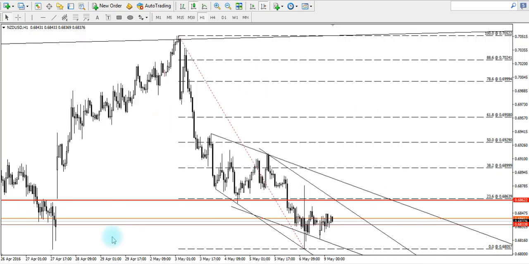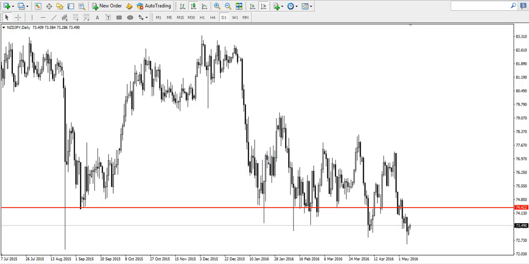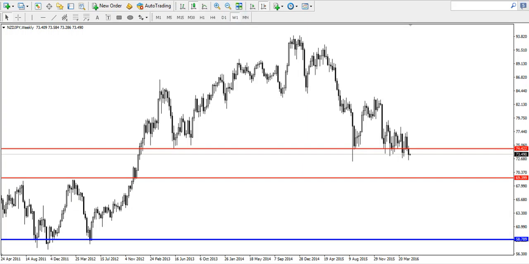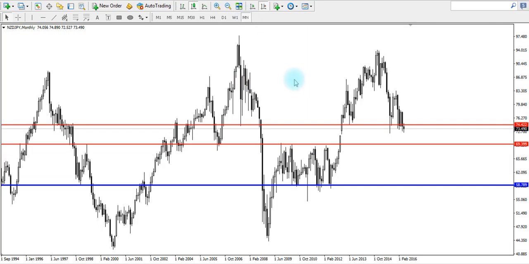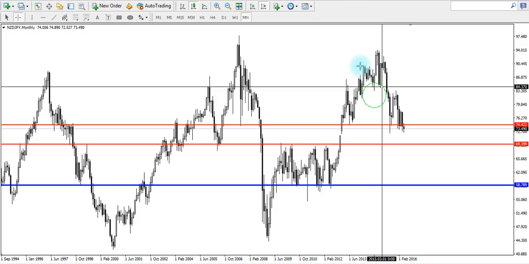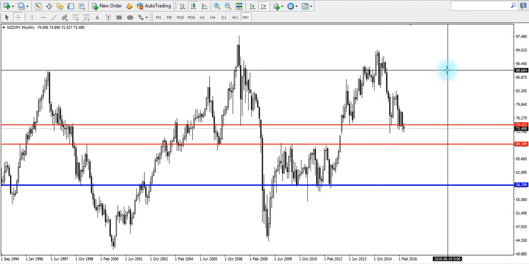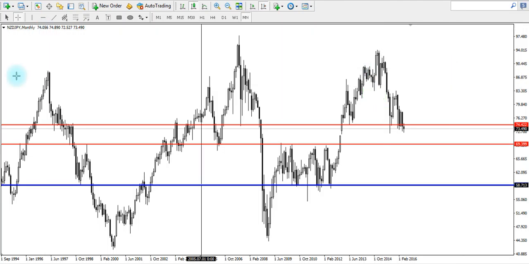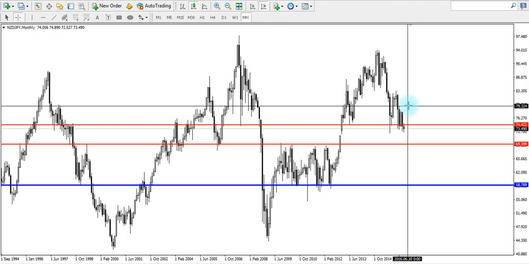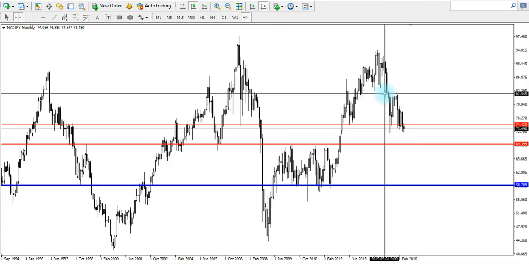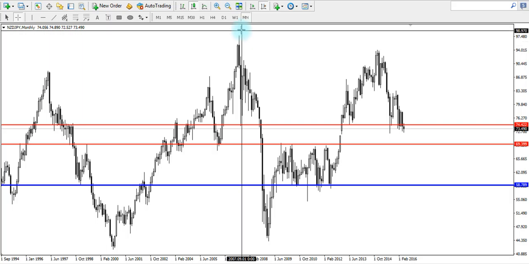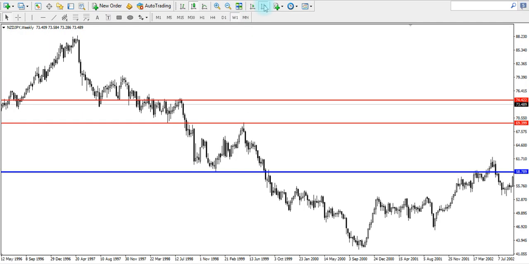Now we have the New Zealand dollar against the Japanese yen. Let's take a look at the weekly chart. This is a currency pair that I rarely touch and talk about, but I just want to show you that before we even go to the weekly chart, let's take a look at the monthly chart. You can see that the price is definitely at the upper band of a major range, and definitely the New Zealand dollar against the Japanese yen is overvalued. All right, so back to the weekly chart itself.